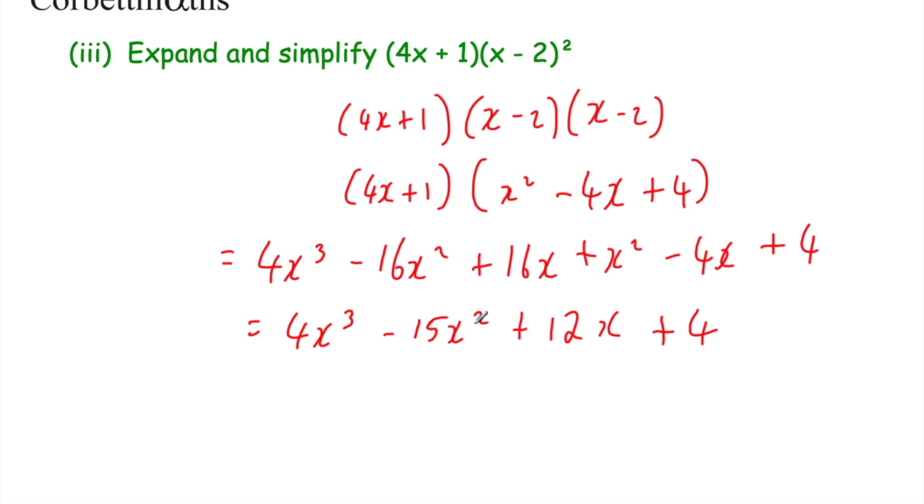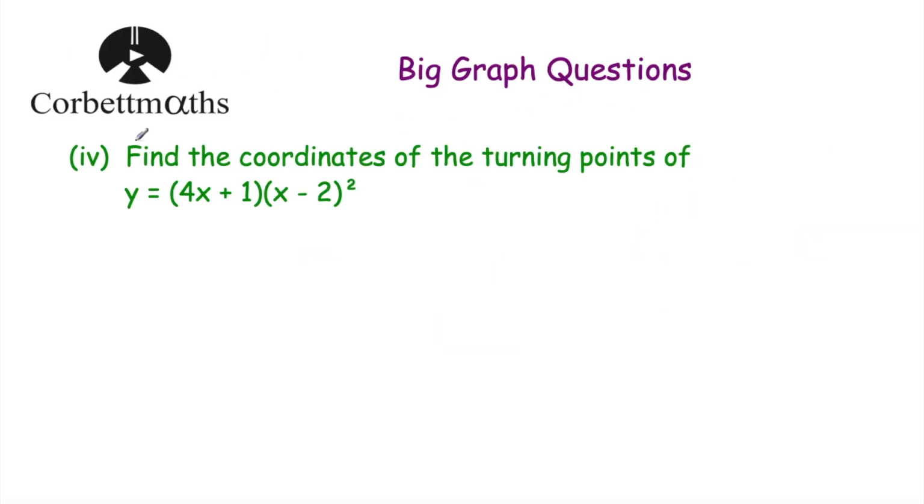You'll often find that with these big graph questions, they're quite nice in terms of the way that they guide you through the question sometimes by getting you to do one part and then the next part will say, hence do this. Okay. Our next bit, we've been asked to find the coordinates of the turning points of y equals, and then we've got our brackets again. Okay, so we want to find the coordinates of the turning points.